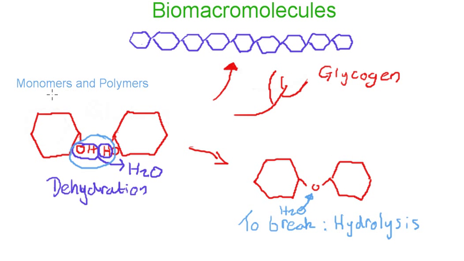So that is just an overview of monomers and polymers. You might also hear of dimers. You rarely hear of these, but dimers are just two together. So this is an example of a dimer, two sugar units together. Not always sugar units though.